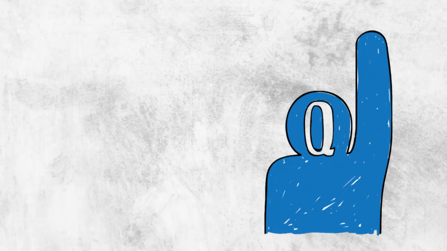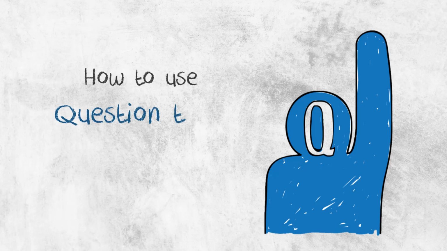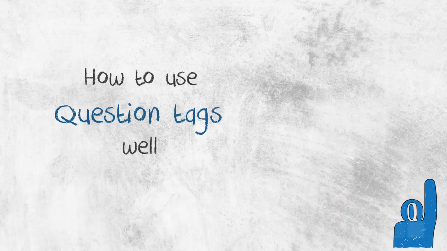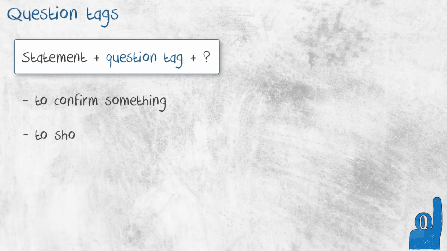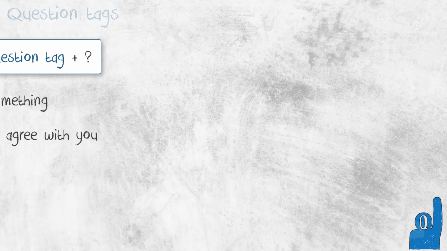In this video, we'll have a quick look at the most important rules of using question tags. But first of all, what are question tags? These are short questions that you add to the end of a statement when you want the other person to confirm something or to show agreement with you. Let's see a couple of examples and then we'll look at how question tags are used.